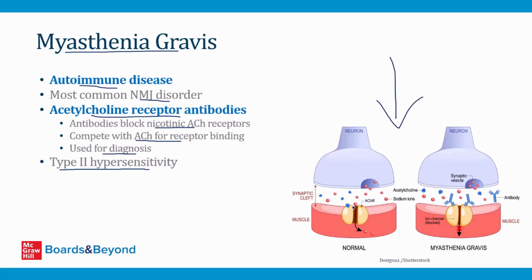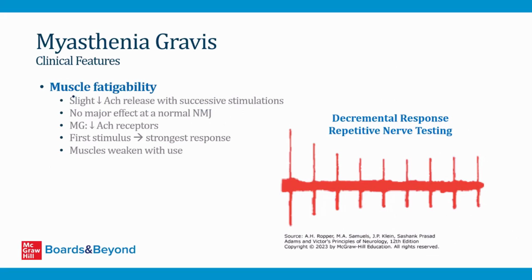Normally the acetylcholine receptor binds to acetylcholine molecules, which are these little blue things shown here. But in patients with myasthenia gravis, you have antibodies floating around, and those antibodies bind and block the receptor, and therefore acetylcholine cannot bind, and that leads to neuromuscular weakness. Myasthenia gravis is defined by a phenomenon known as muscle fatigability. So let's talk about what we mean by this.